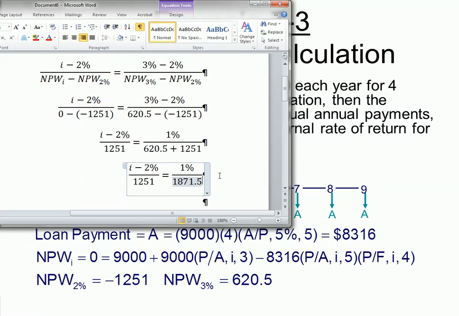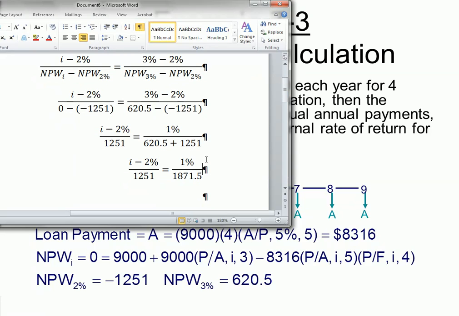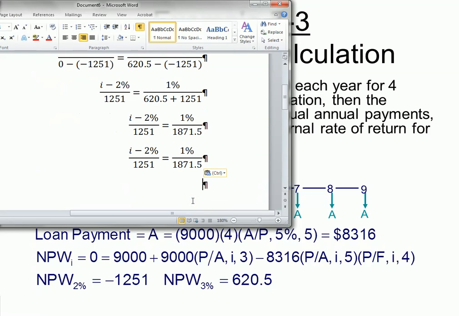We could further simplify this, right? So let's do it a little differently. Now I can just move this 1251 up here by multiplying both sides of the equation by 1251. So let me just copy this. So I'm going to multiply this by 1251.